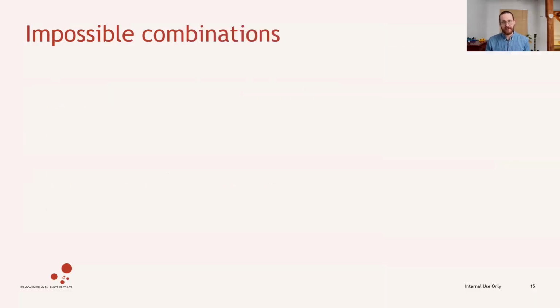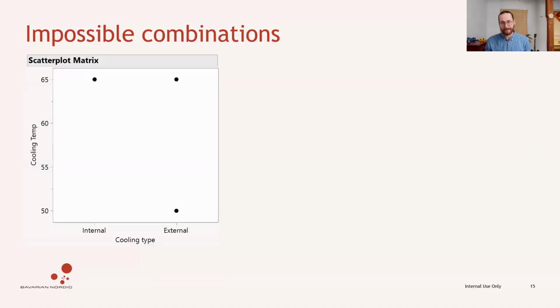When we were setting up the design, we had the problem that some combinations of our factors were not possible. In JMP, it's actually relatively easy to take parts of your design space and cut them off. So here you can see I have my cooling temperature and I have cooling type, where one is continuous and the other is a two-level categorical.